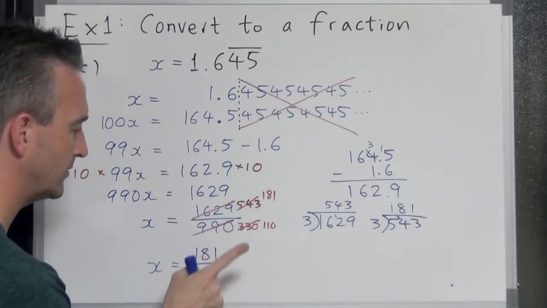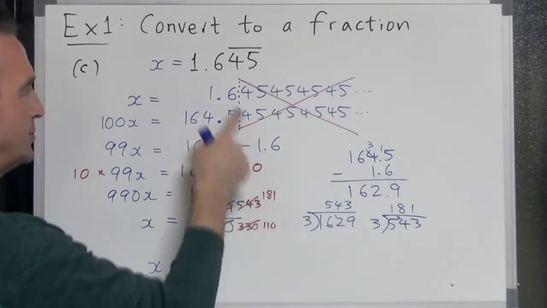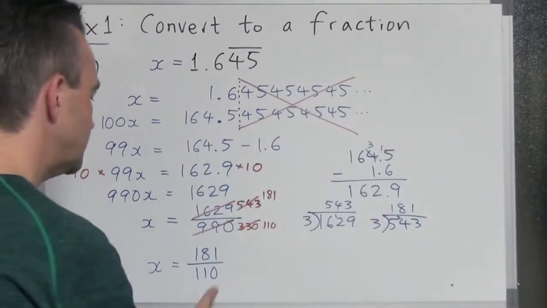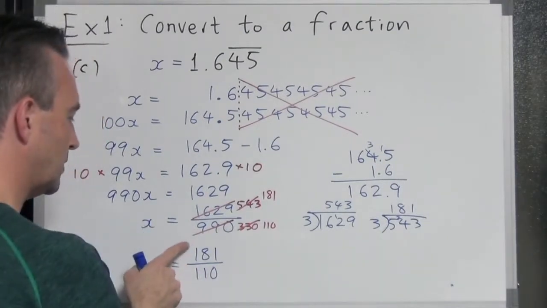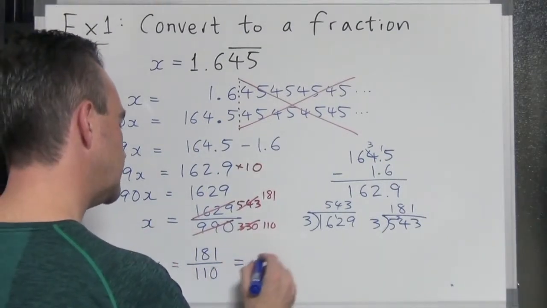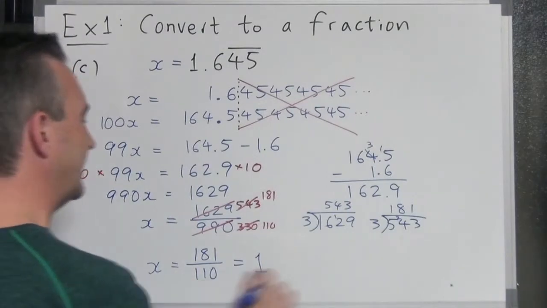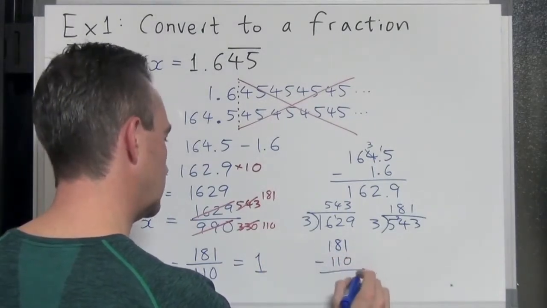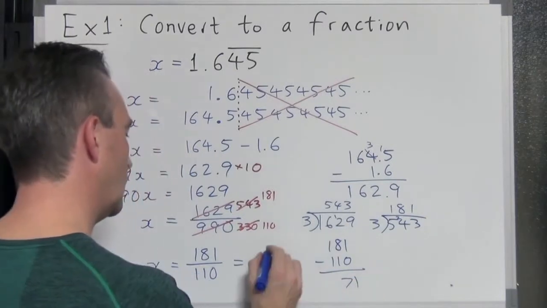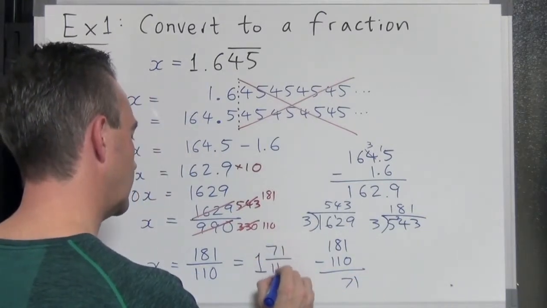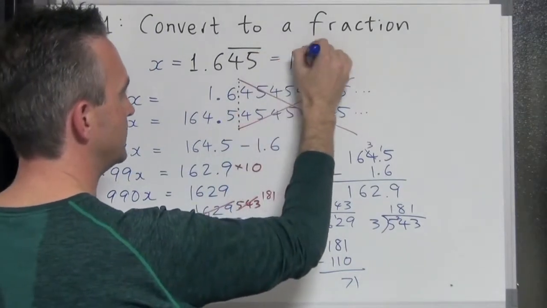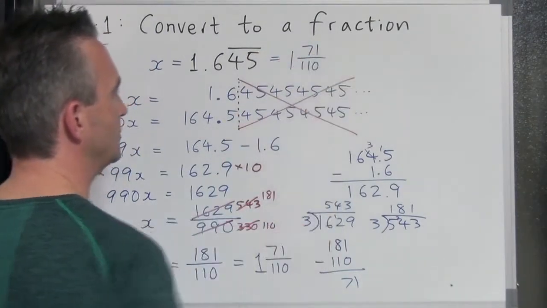Try 181 divided by 110, and that should give 1.6454545. Might just do the division here. Dividing the top by the bottom, that is going to give 1. And the remainder, 181 minus 110, that will leave us with 71. 1 and 71 over 110. So final answer, 1 and 71 over 110.